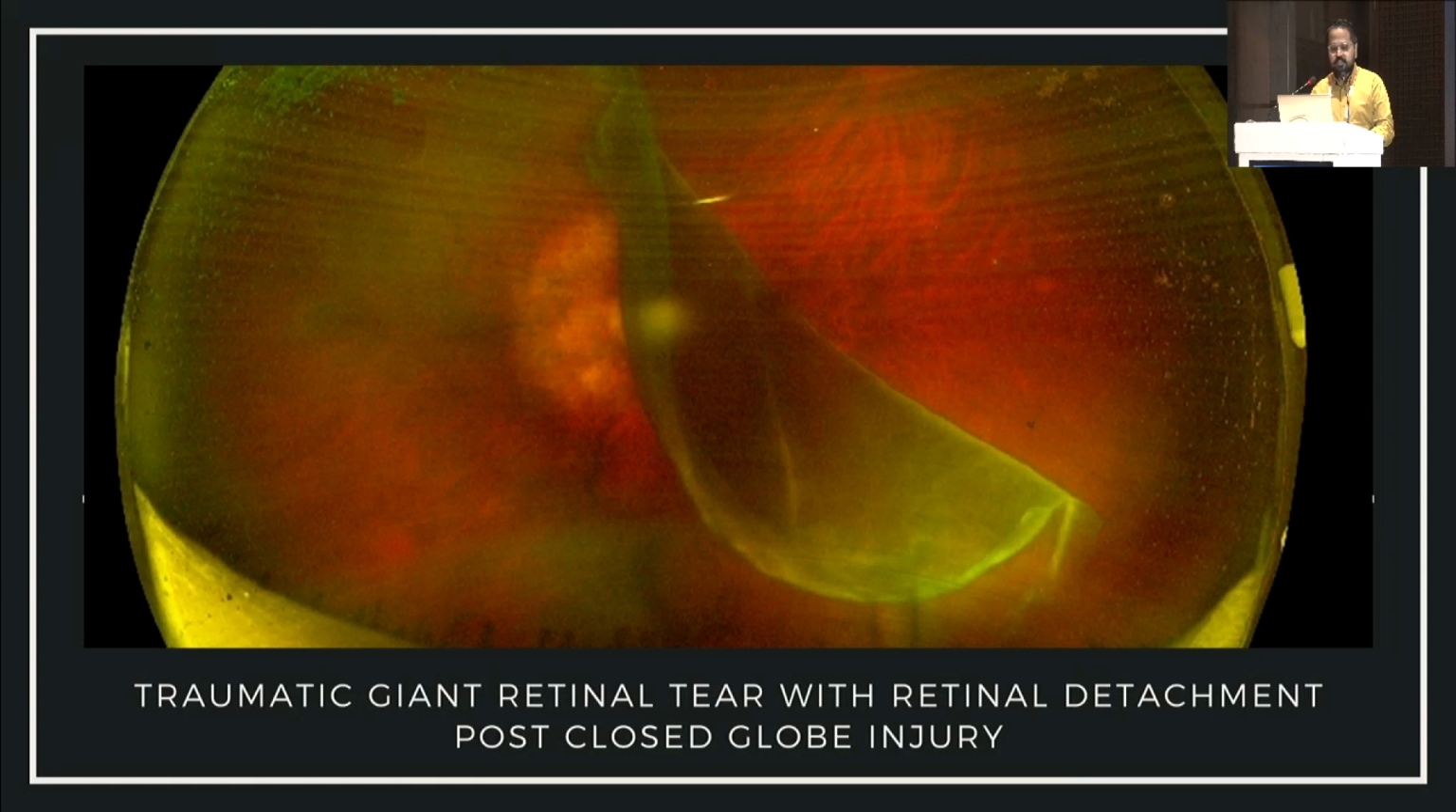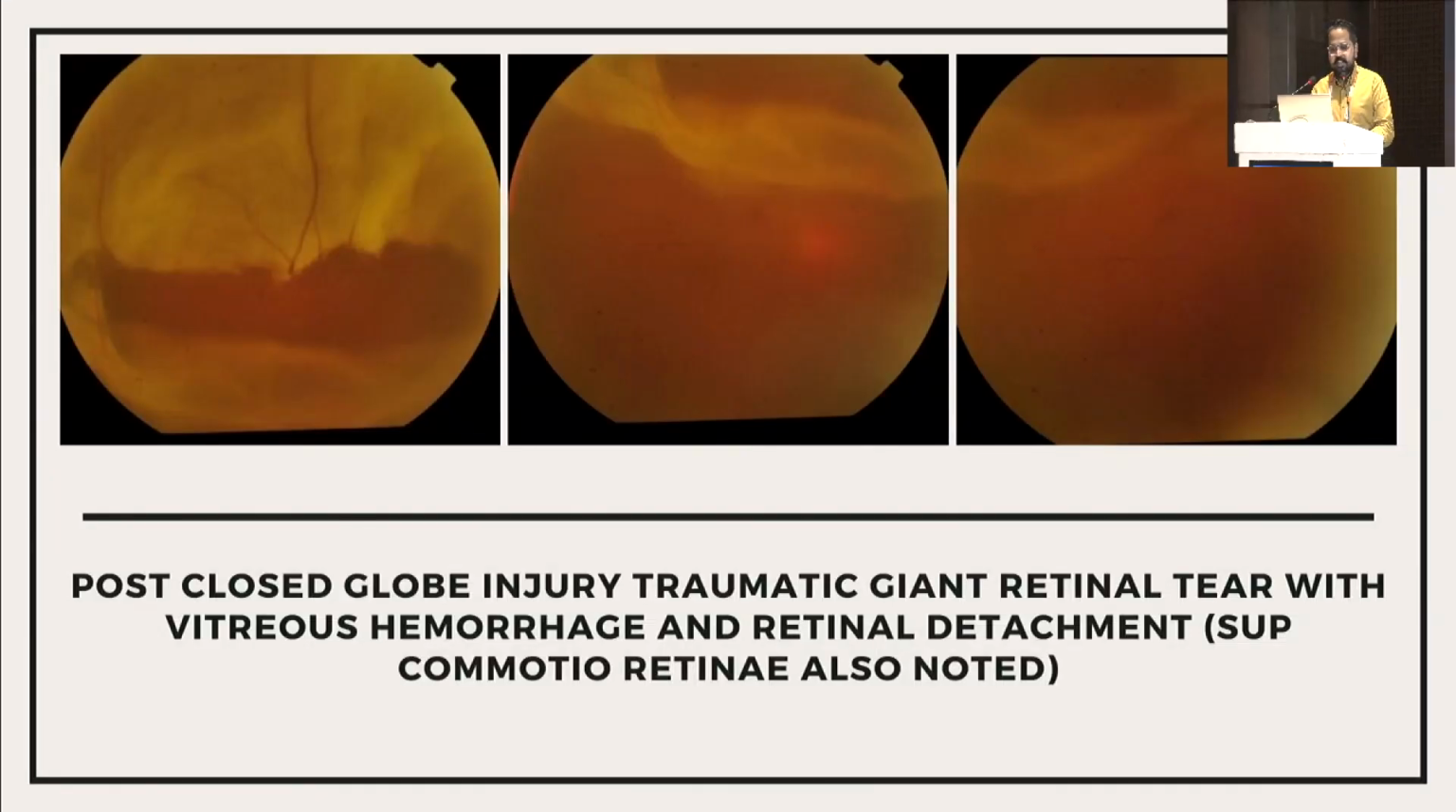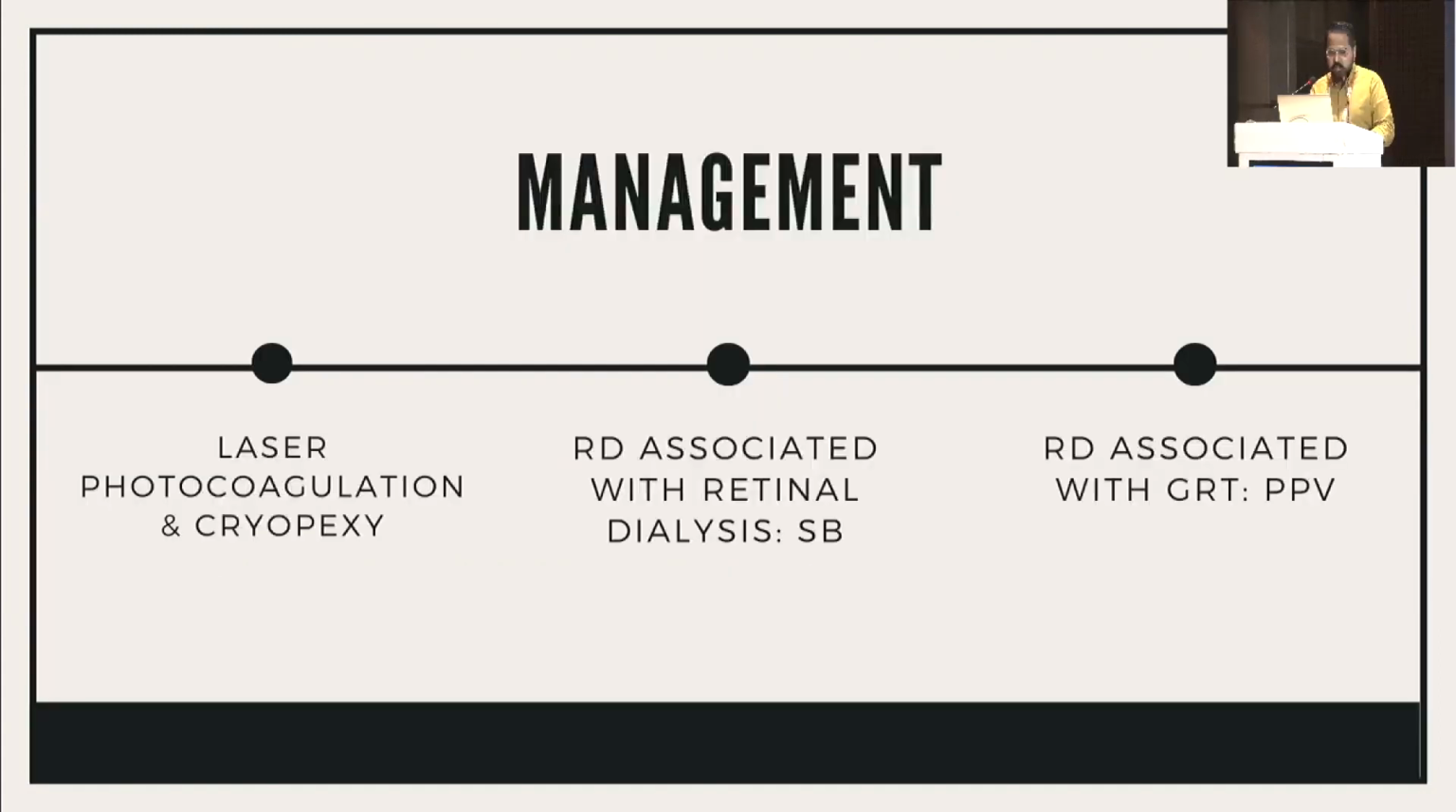This is a picture showing a giant retinal tear with retinal detachment post closed globe injury. This is a case post closed globe injury, showing a superior giant retinal tear, a vitreous hemorrhage, and superior commotio retinae also noted.